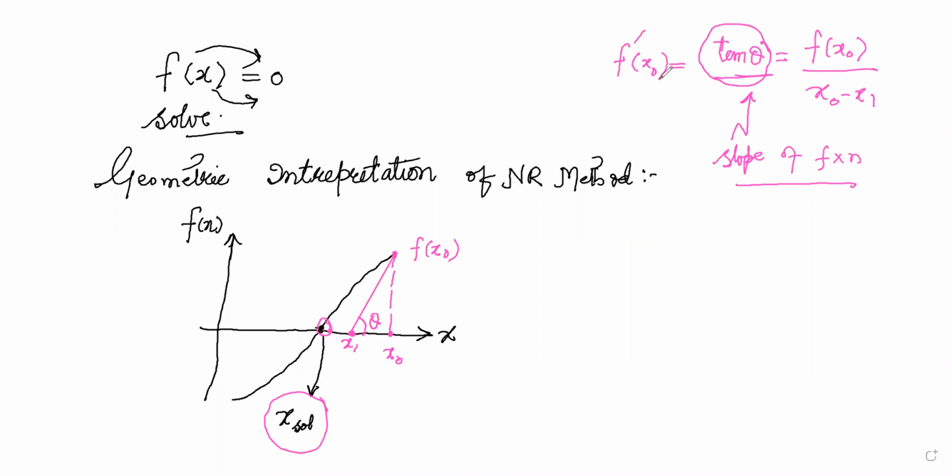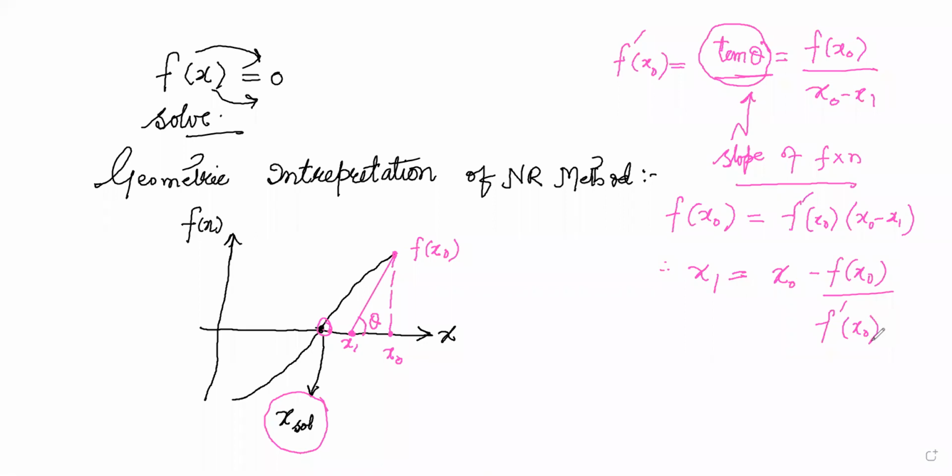Therefore we can write f of x naught is equal to f prime x naught multiplied by x naught minus x1. Therefore x1 becomes equal to x naught minus f of x naught divided by f prime x naught.